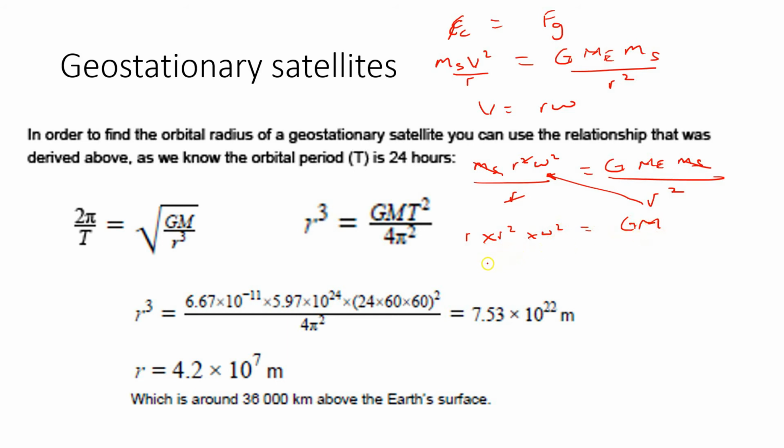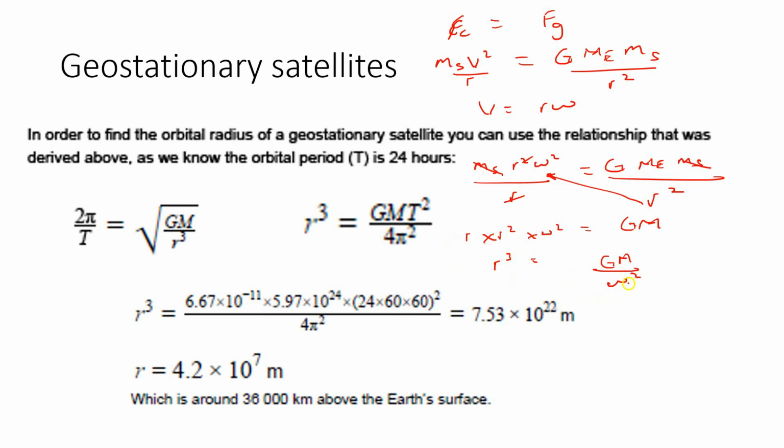Let's make r cubed become the subject. So r cubed is going to equal G times M divided by omega squared. Good. So we're almost there. This r that we're considering would be the orbital radius.